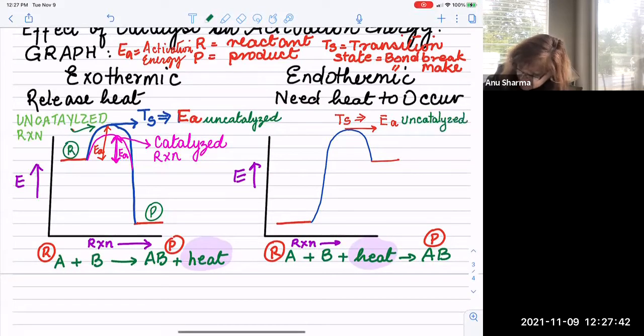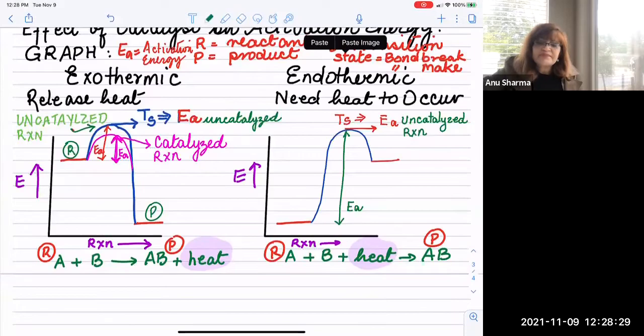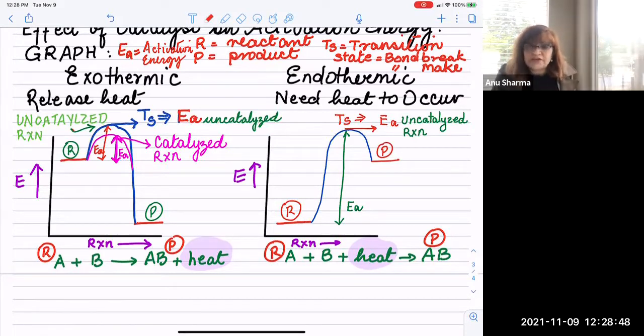Uncatalyzed reaction, look at that. The energy of activation is so high right here. Large amount of energy of activation. Just give me one minute. Okay, so the energy of activation is very large in order to bring a change, in order to react the reactants in the endothermic reaction. The products are formed in a very high energy state. The reactants have a low energy state. So that is why they need a lot of energy to break those bonds, first of all.